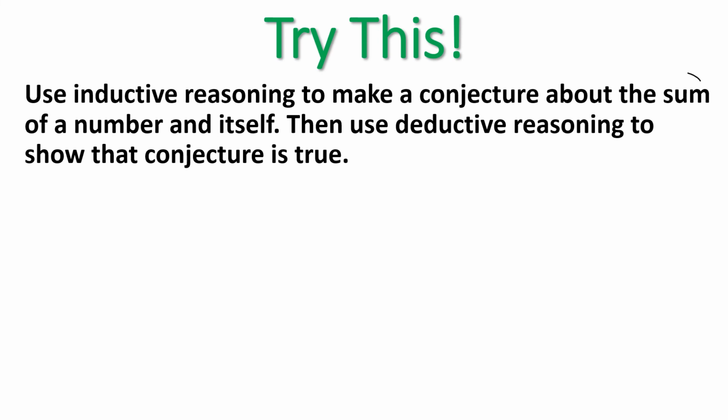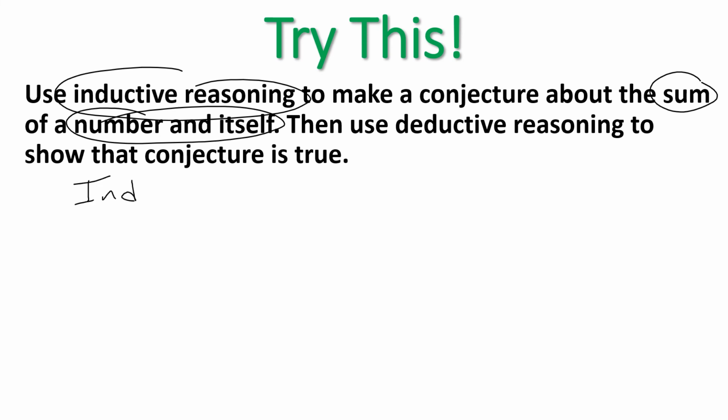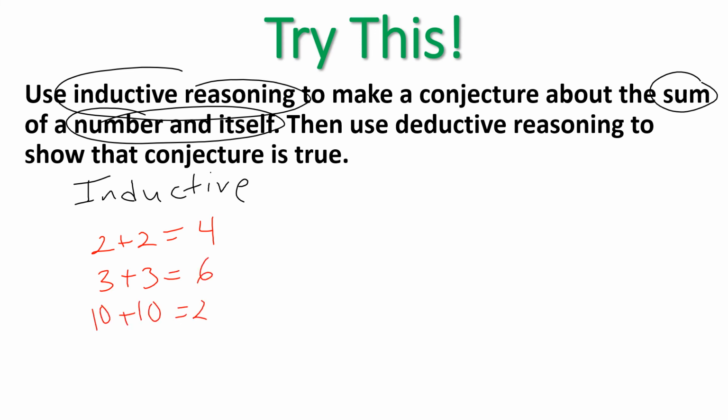All right, so for this one, we were looking at the sum of a number and itself. Let's start with inductive reasoning. So inductively, we can just look at examples. So let's start with 2 plus 2. That's 4. Let's do 3 plus 3. That's 6. How about 10 plus 10? That's 20. And then how about 12 plus 12? That's 24. Now, what I notice is that the sum of a number and itself is always twice the number, right? 2 times 2, 2 times 3, 2 times 10, and 2 times 12.